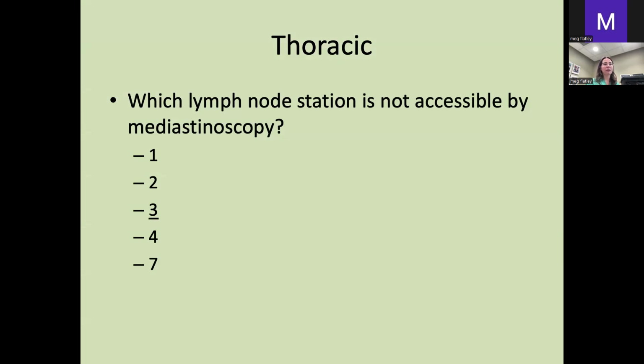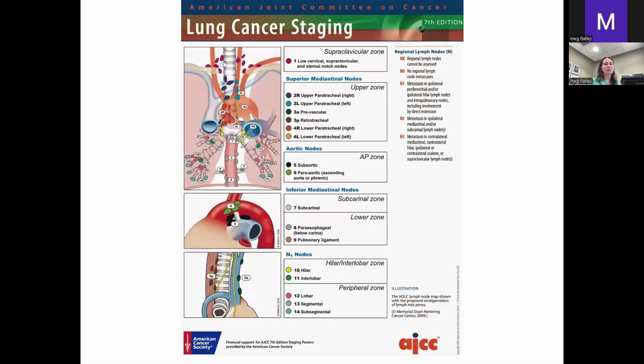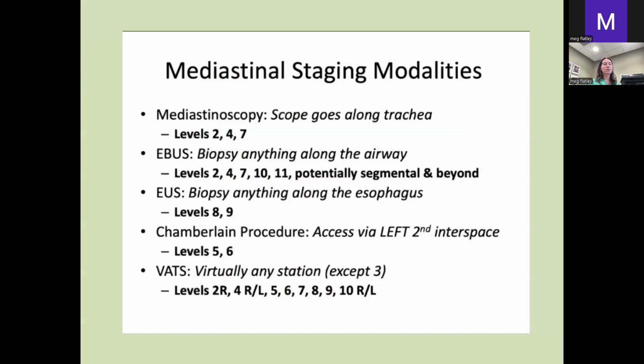Yeah, so 3. And then this is just in here, kind of going over what we just talked about. Obviously, this is in more depth, but this is a little bit more about what you can access with what. Mediastinoscopy, we talked about, would be those nodes you're going to be able to get to anteriorly along the trachea, and you can get down to 7. However, EBUS is really largely replacing this. And then the Chamberlain procedure is levels 5 and 6, and then VATS.